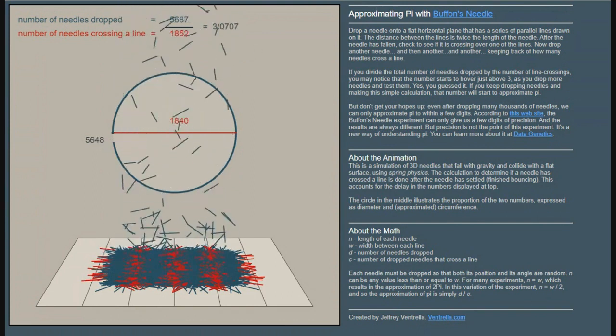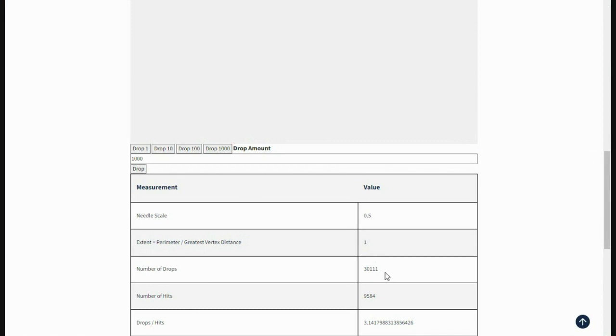This one over here that we did ourselves, we dropped 30,000 needles, and that ratio of drops divided by hits is at 3.14179. That's pretty good. That's really good. So I did kind of put our numbers together, and we're at 3.5, combining everyone's in the class. 3.5, but we've only dropped like 1,000 total. The more you drop, the closer you get to 3.14.